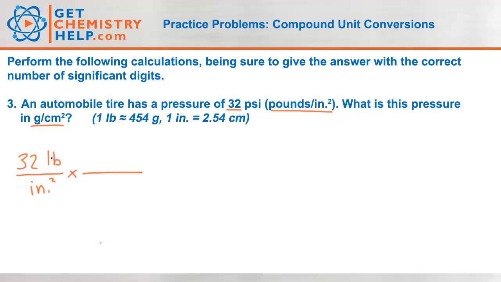So pound is on top, so I know pound is going to have to go on bottom. Okay, well I need a conversion then that has pounds. So they told me that 1 pound was 454 grams. Well, that's perfect because I want to go into grams. So since pounds is on the bottom, it would be 1 pound, and 454 grams would go on the top. So pounds, pounds. Now we're left with grams.